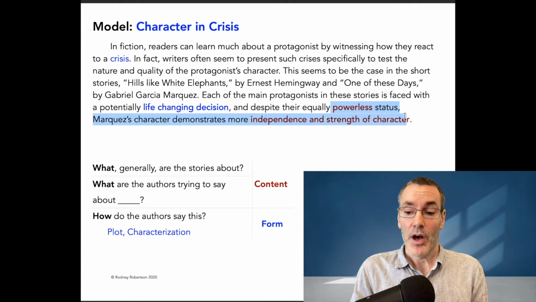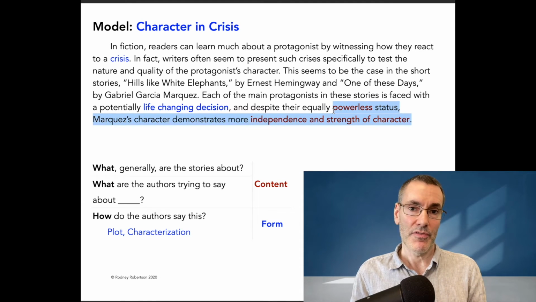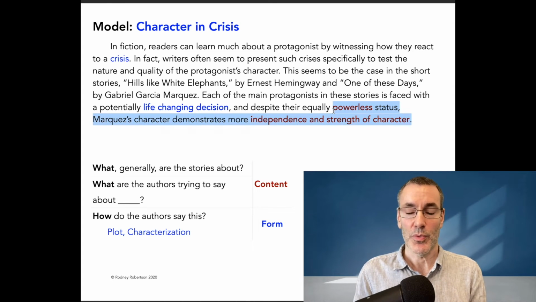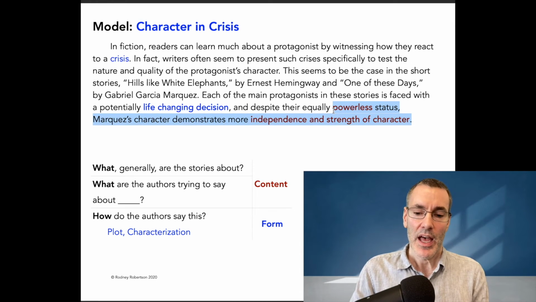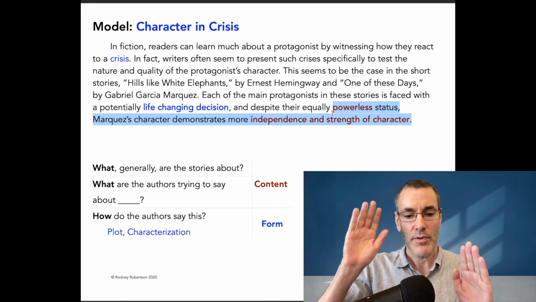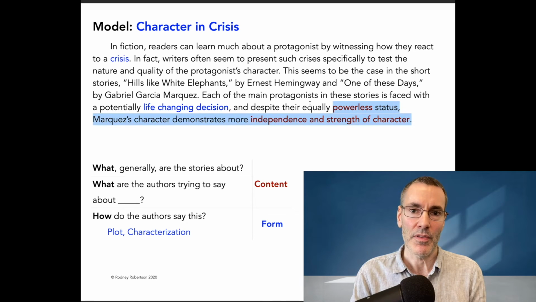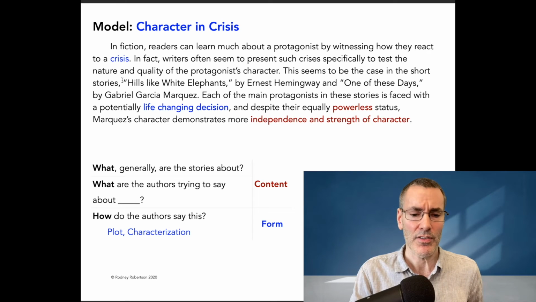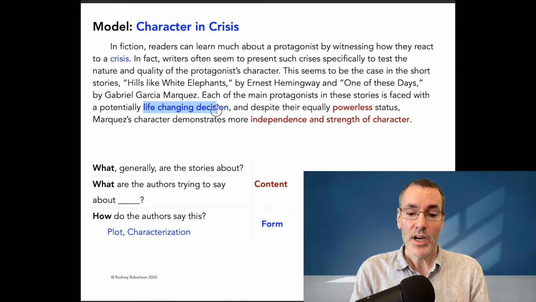Well, here it is here. The authors are trying to say that, yeah, we can find ourselves in bad situations where we have very little or no power, but we can choose to respond to those situations in a magnanimous way or in an ignominious way. And the conclusion for this essayist, this student, was that the Marquez character comes out looking better than the Hemingway character. They're both great stories, by the way, especially Hills Like White Elephants. Brilliant story.